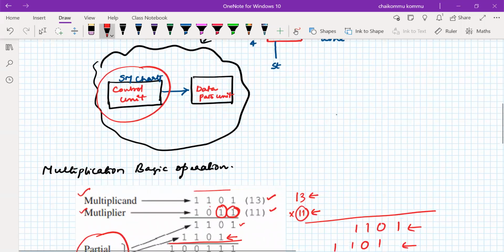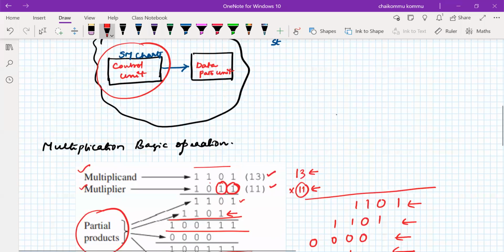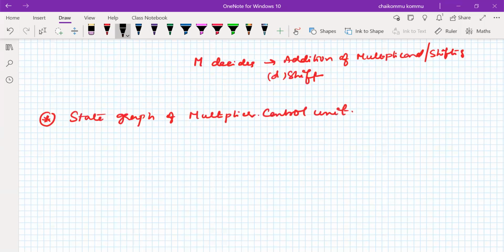So what we have to do for the control unit. That means we have to consider a control unit something like this.